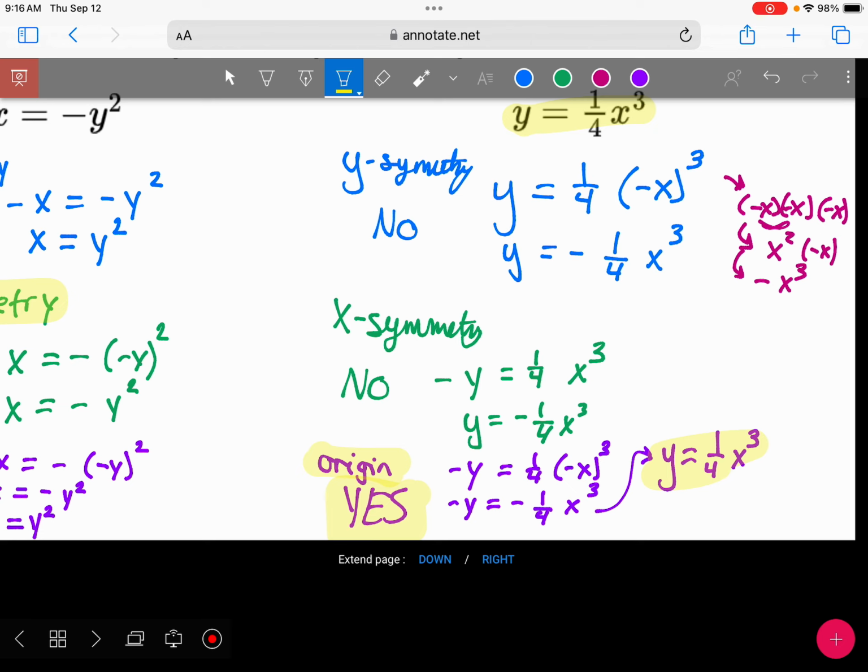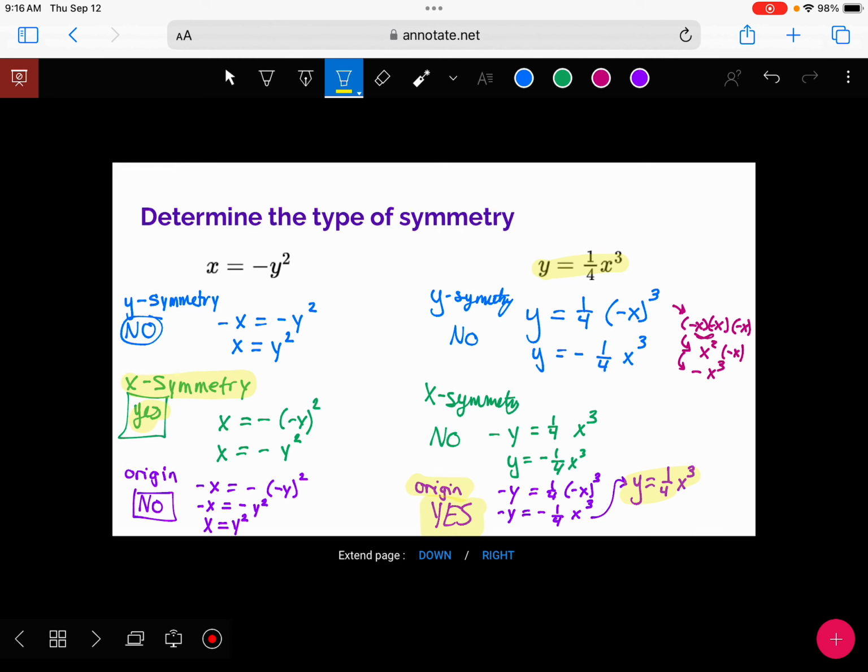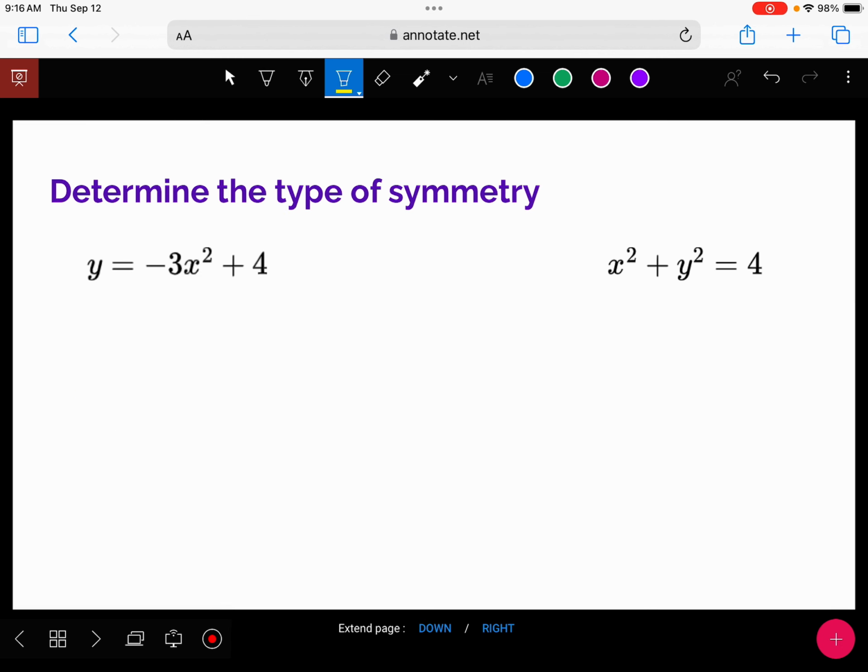Okay, so it's a little awkward and kind of long, but we can do this. We're going to do 2 more. So we're going to determine the type of symmetry. So I've got y equals negative 3x squared plus 4.